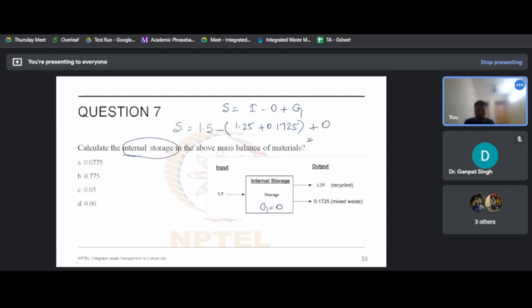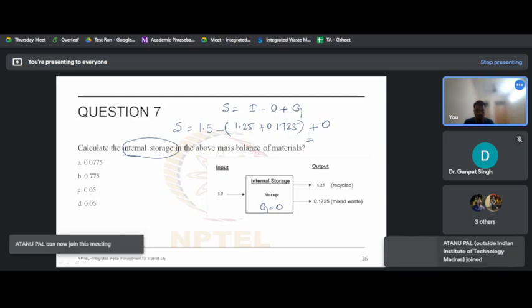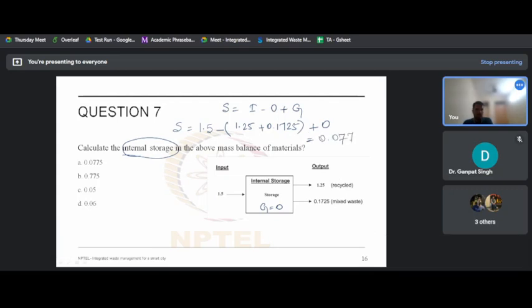So let us do this calculation. 1.5 minus 1.25 minus 0.1725. This comes out to be 0.0775. So we simply subtracted the output from the input, and that gave us the storage. Because there is no generation here; if there was some generation, we would need to add it. So the answer is option A, that is 0.0775.